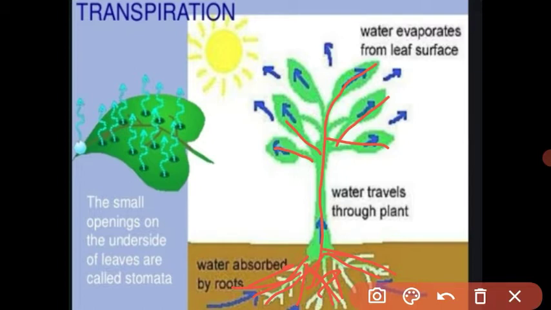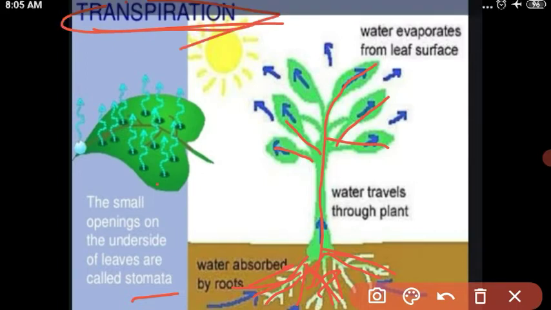On the leaf, during the daytime, the water is continuously evaporated. On the leaf there is a small opening called a stomata, and the small opening continuously lets water escape from the leaf to the atmosphere. This is called transpiration. Understood? Again I will explain: transpiration is the loss of water in the form of water vapor from the aerial parts of the plant.